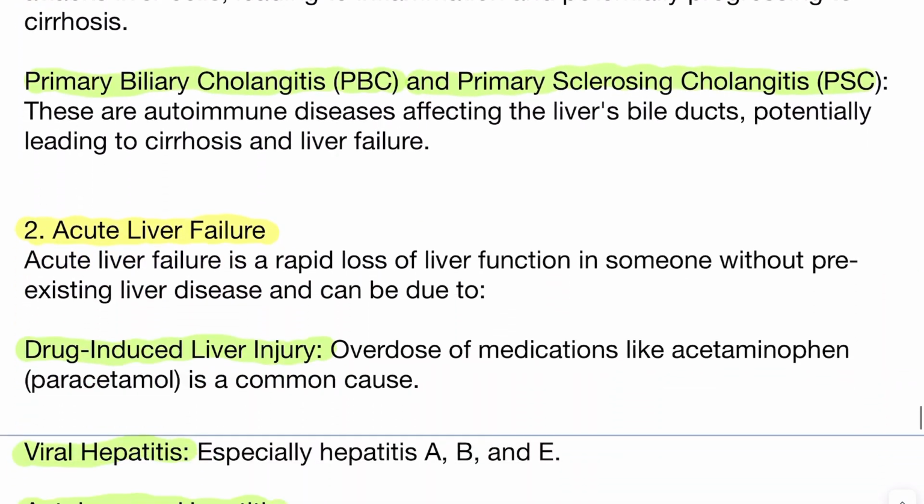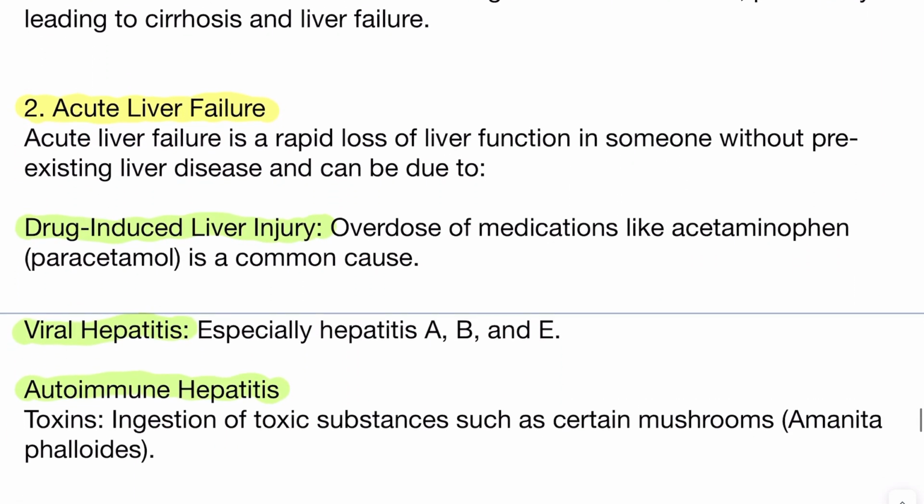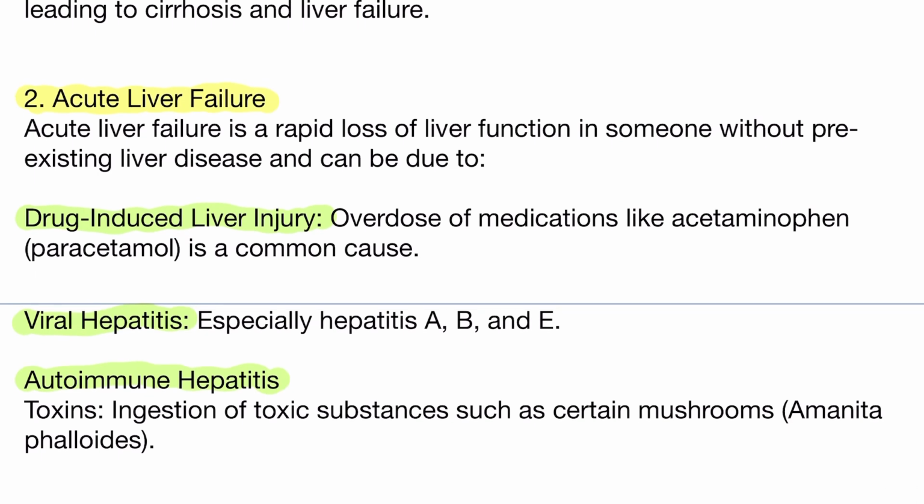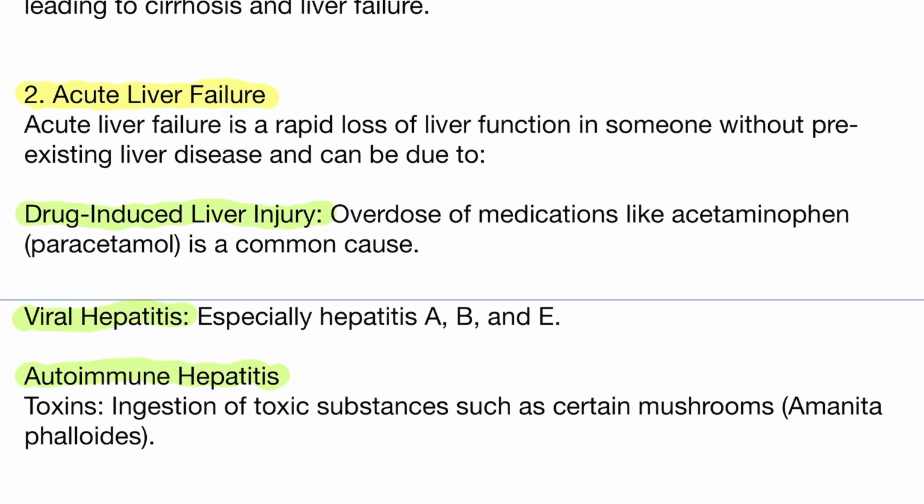So these are all the chronic causes: hepatitis C, alcoholic liver disease, non-alcoholic steatohepatitis, hepatitis B, autoimmune hepatitis, and primary biliary cirrhosis. Another group in which liver transplant is considered is acute liver failure, in which there is a rapid loss of liver function in someone without pre-existing liver disease.